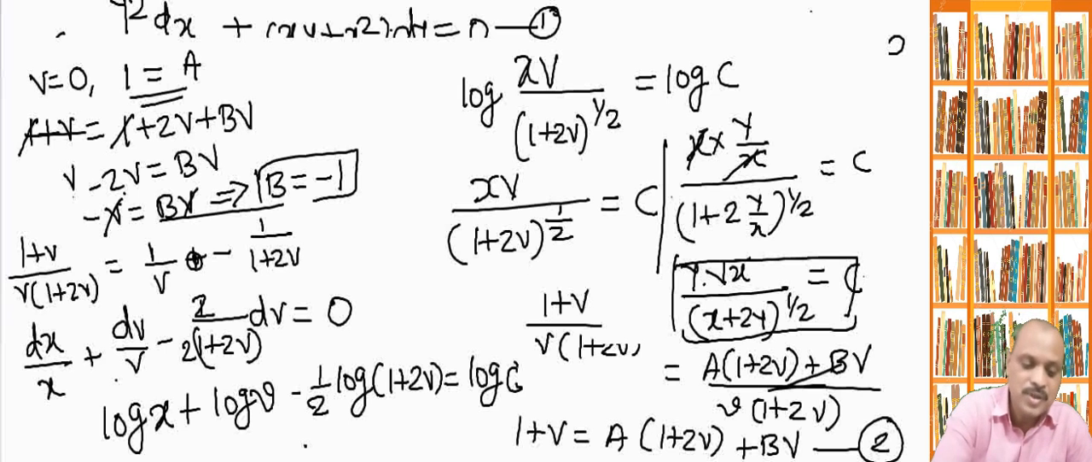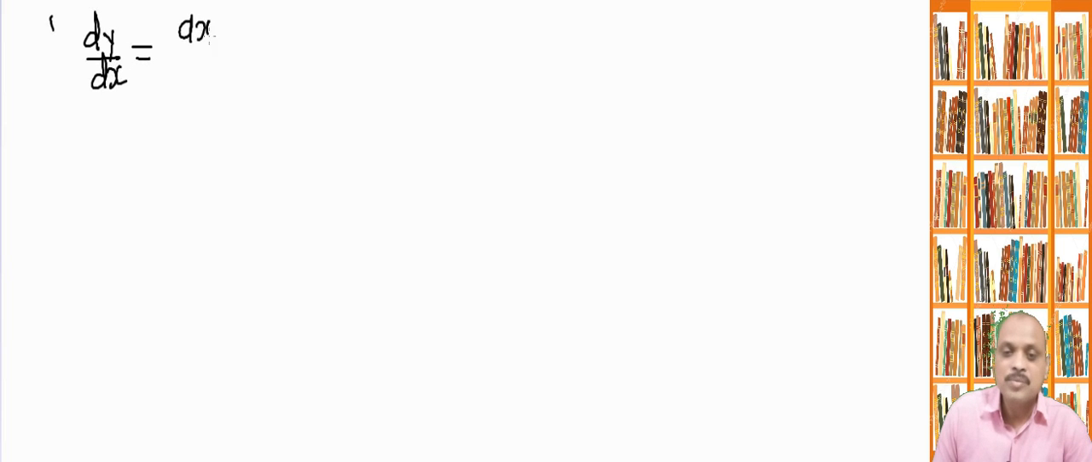Now let us see the non-homogeneous equations. Now we proceed to non-homogeneous equations. Just like the homogeneous differential equation, these are differential equations with different degrees. dy by dx equal to ax plus by plus c divided by a dash x plus b dash y plus c dash.